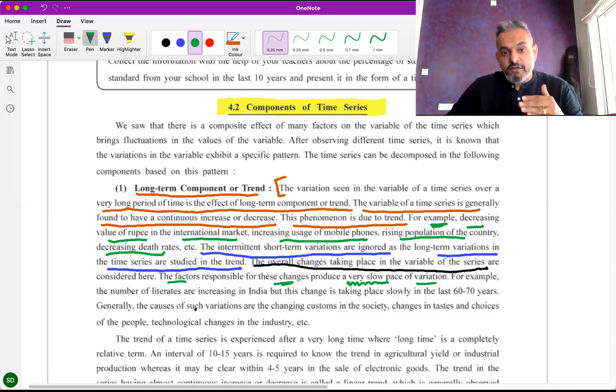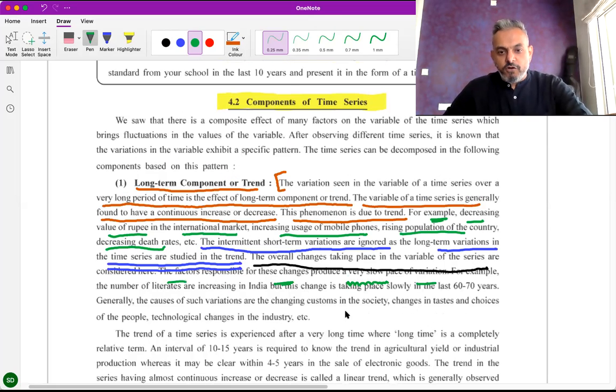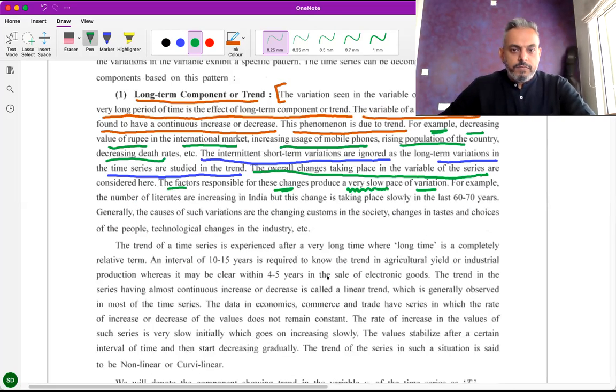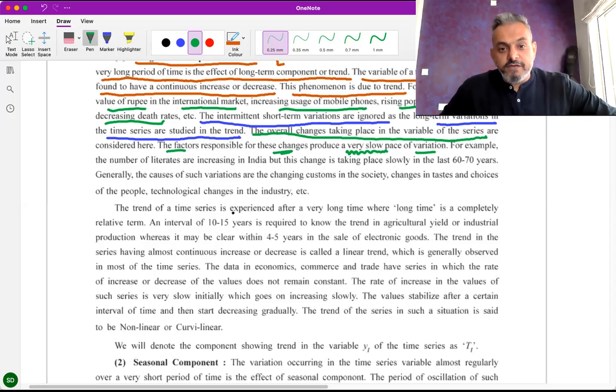The number of literates is increasing in India, but this change has been taking place slowly over the last 60-70 years. Generally, the causes of such variations are changing customs in society, changes in taste and choices of people, technological changes in industry, etc. Now, because it is long term, the trend of a time series is experienced after a very long time, where long time is a completely relative term.